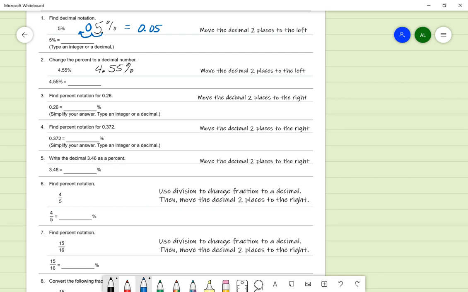So moving the decimal point 2 places to the left, we move it once, and we must add a 0 in order to move it the second time. So the answer to converting 4.55% to a decimal is 0.0455.